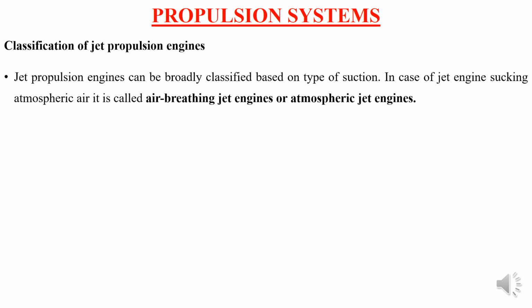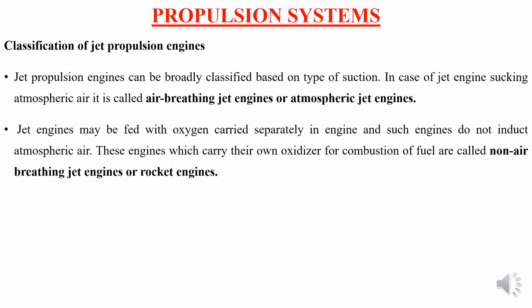Whenever we talk about jet propulsion systems, they are broadly classified into two types: one is air breathing jet engines, and another one is non-air breathing jet engines. What do I mean by air breathing jet engines? Air breathing jet engine means that for combustion we need air. If you are taking the air from the surroundings or from the atmosphere itself, then that kind of engine is called an air breathing engine.